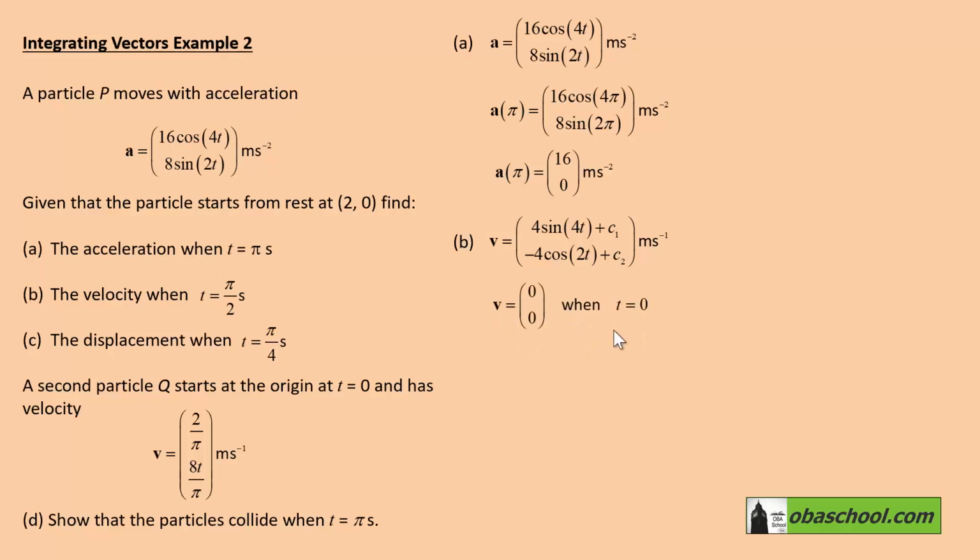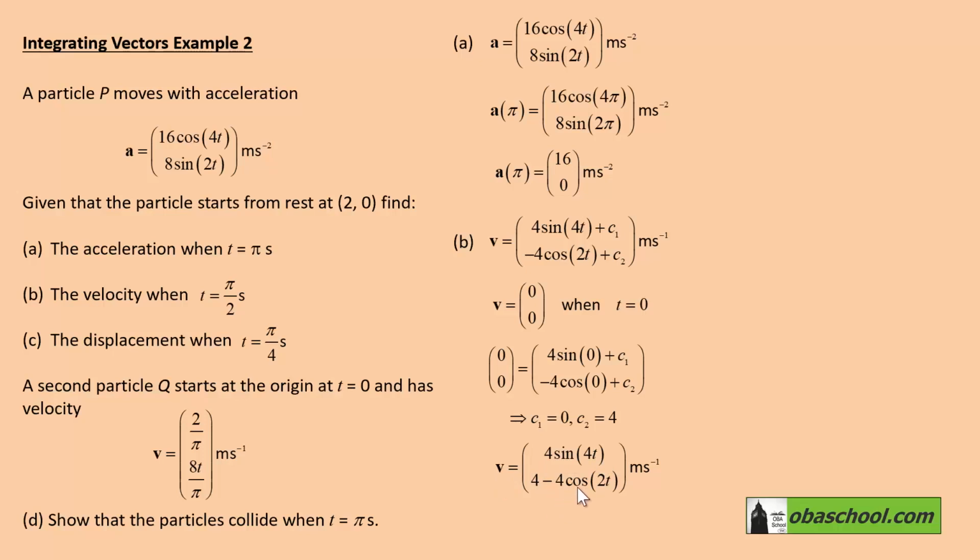Now we know that it starts from rest. So (0, 0) is going to be (4 sin 0 plus c1, negative 4 cos 0 plus c2). Of course, sine of 0 is 0, and cos of 0 is 1. So that tells me that c1 is equal to 0, and c2 is equal to 4. So the velocity is going to be (4 sin 4t, 4 take away 4 cos 2t) once we put the constants back in.